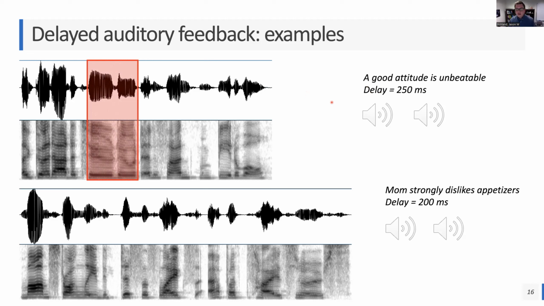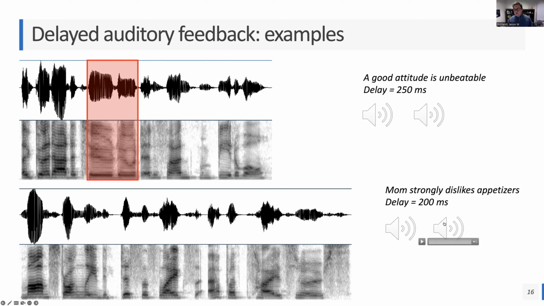So, oh, sorry about that. So here was the exemplar. A good attitude is unbeatable. That one's a little quiet, but here's the DAF speech. A good attitude is unbeatable. We'll play that one more time. You may have heard a good attitude is unbeatable. And so what's highlighted in red here is essentially a syllable repetition, fairly similar acoustics that occur there.